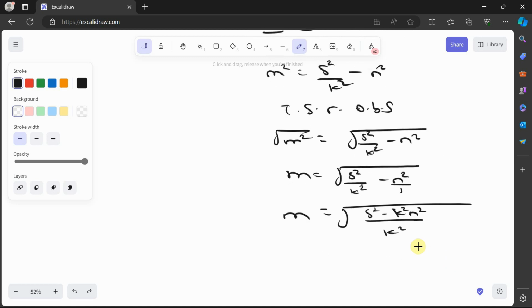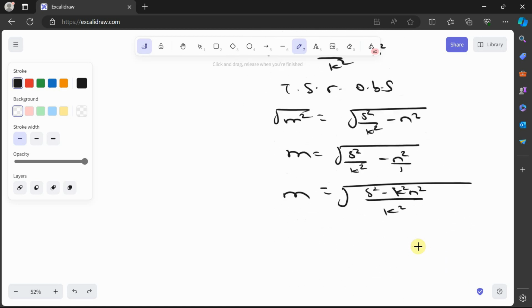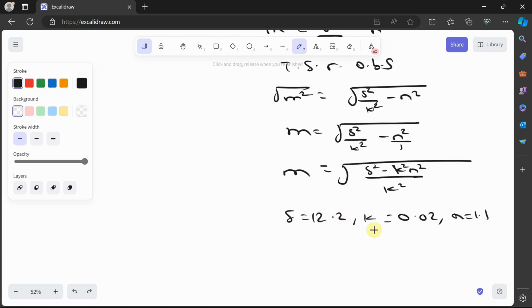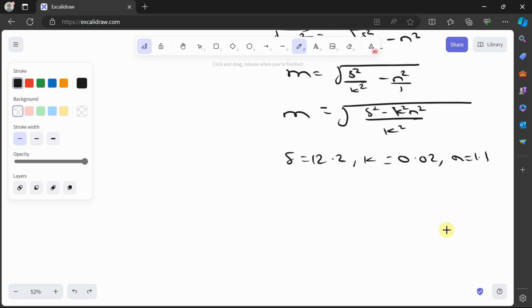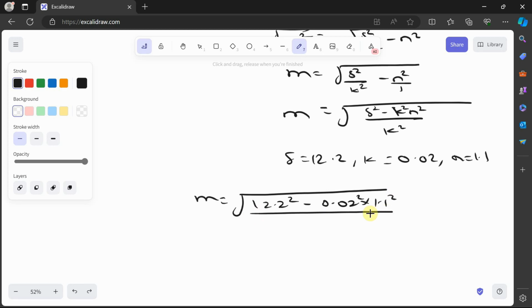Now that I know this is the formula for M, what were we told in the question? S is equal to 12.2, K is equal to 0.02, and N is equal to 1.1. We're told to find M correct to the nearest whole number. So that means our M will be equal to square root of 12.2 squared minus 0.02 squared times 1.1 squared all over 0.02 squared. 12.2 squared minus 0.02 squared times 1.1 squared.